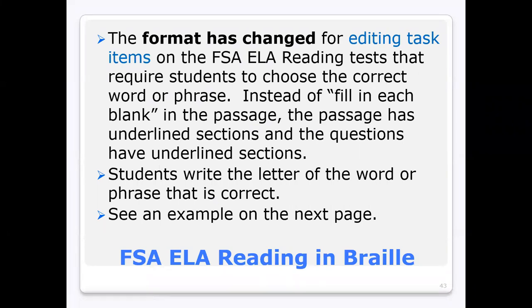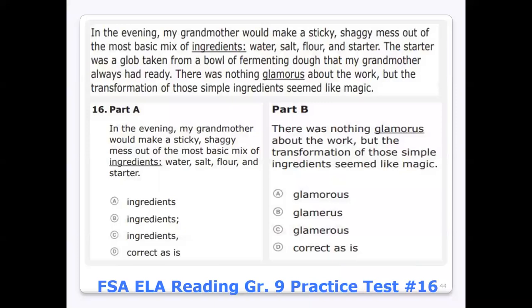All right, so then moving on, the format is changed for editing task items on the FSA ELA reading tests that require students to choose the correct word or phrase. So instead of filling each blank, the passages have turned to underlined sections, and the questions have underlined sections. So students are just going to write the letter of the word or phrase that's correct. And so we'll see in the next page.